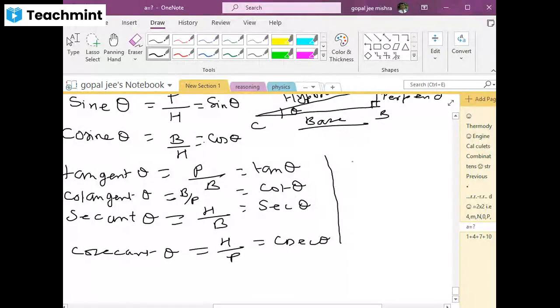Now let us remember this by a simple trick, beta. We can write here PBP, and here HHB. A very simple trick. I will tell you 2 statements that will help you remember this. Sine theta is the ratio of perpendicular upon hypotenuse. Base upon hypotenuse is cos theta. Perpendicular upon base is tan theta. Base upon perpendicular is cot theta. Hypotenuse upon base is sec theta. Hypotenuse upon perpendicular is cosec theta.